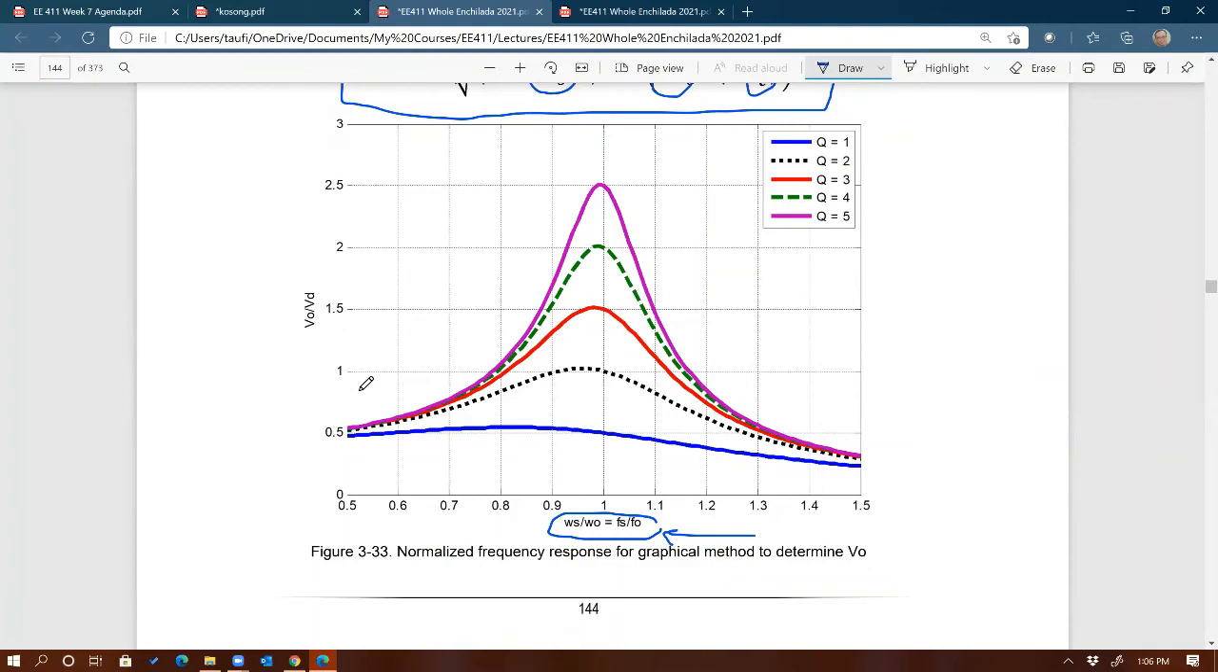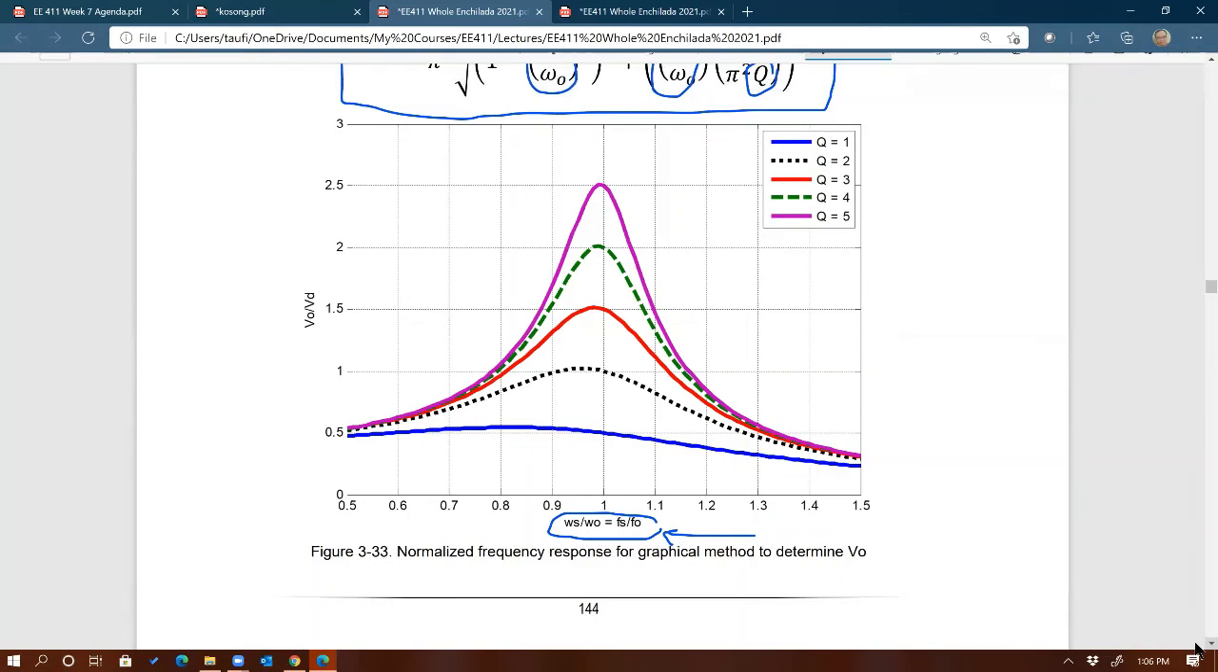You can see we have a different family of curves for Q equals 1, 2, 3, 4, 5. I just included five graphs for five different values of Q. So per given Q, if you know the ratio of the frequencies, then you will know the ratio of the voltages by using this graph. Any questions?